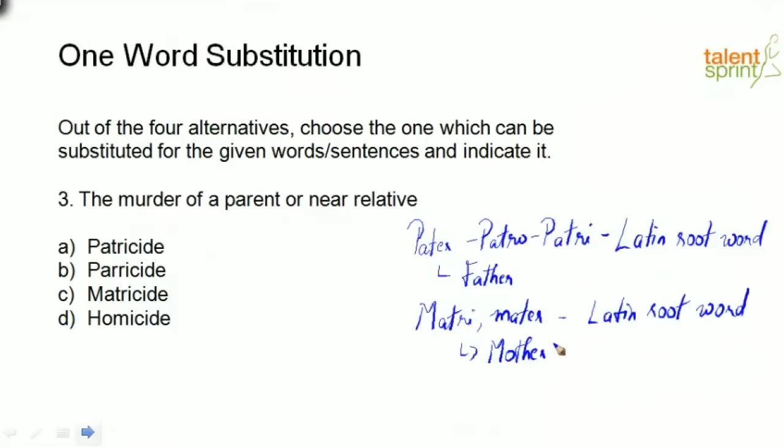right? So now it's a little confusing because some of you have given me option A, patricide. It says the murder of a parent or near relative. I can't have two options, right? My parent can also be my mother. So even C will qualify. So let's hold on and check for other root words, right?